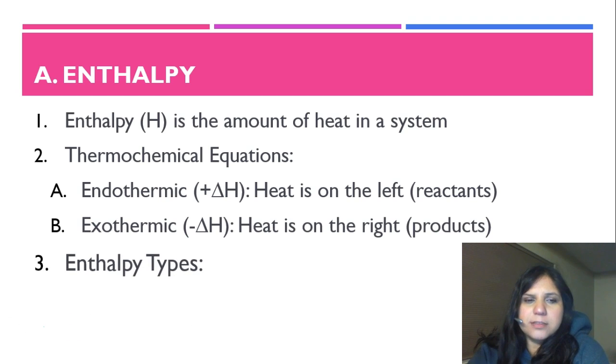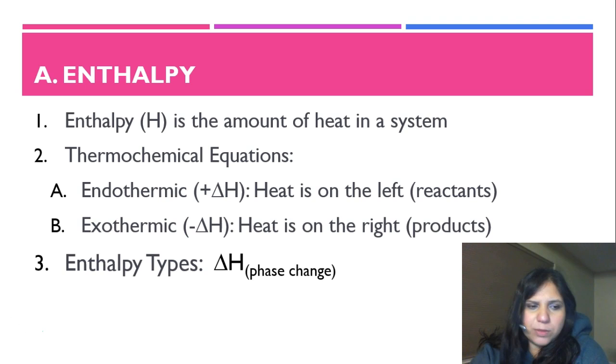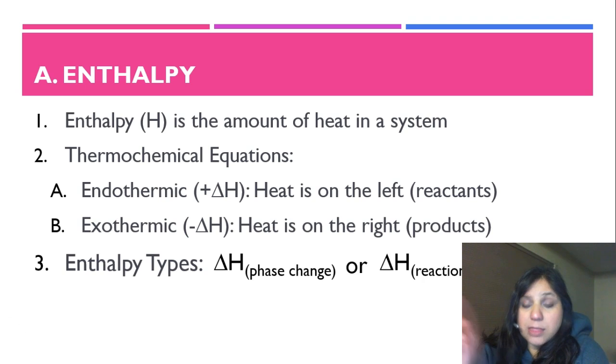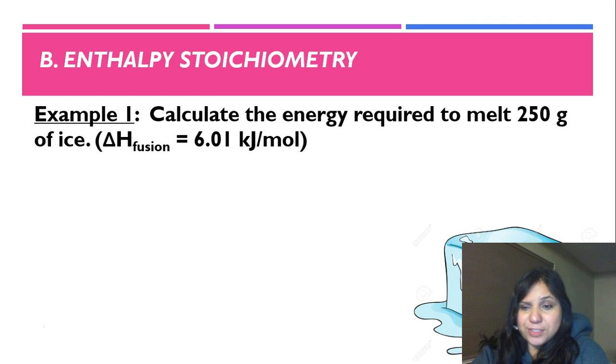We're going to look at different ways to calculate enthalpy. The two enthalpy types that we're going to look at are enthalpy of a phase change and enthalpy of a reaction. Phase change could mean anything like melting or vaporizing or freezing, or condensing. And then a reaction could mean something like a combustion reaction. Okay, so here's our first example.